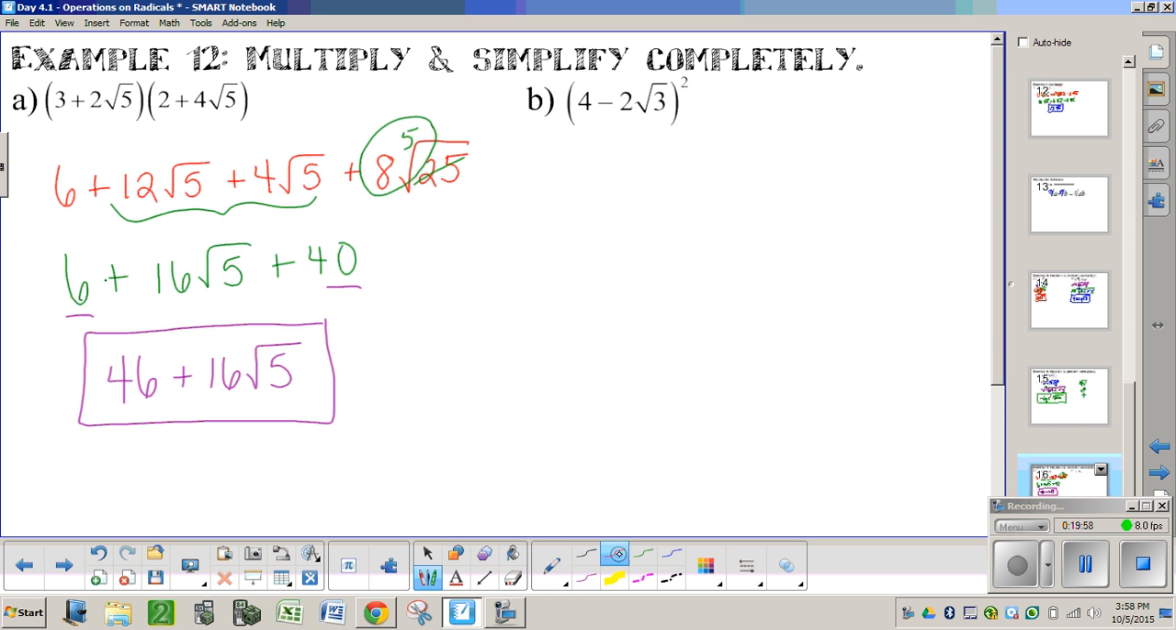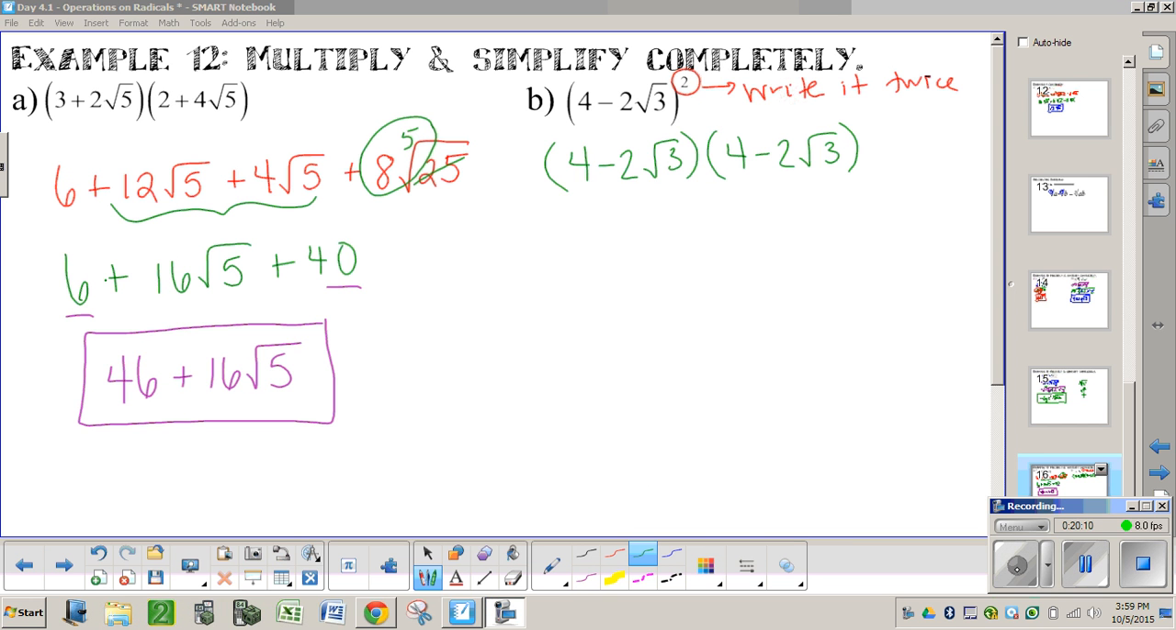All right. Next one. If something is squared, write it out. Write it twice and multiply. All right, I took care of my little technical difficulties there. And I wrote it out twice, so now we're going to go ahead and multiply.